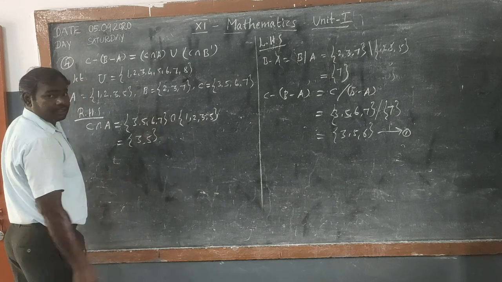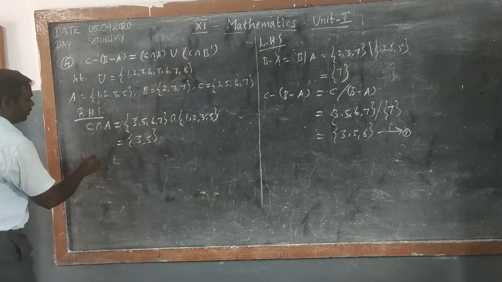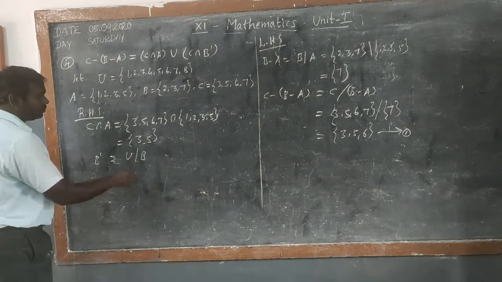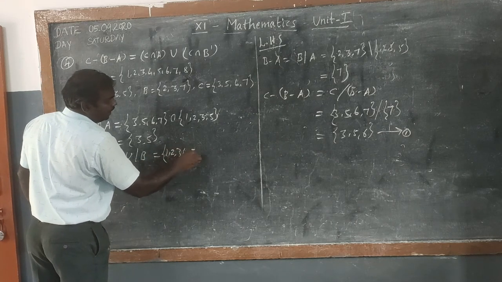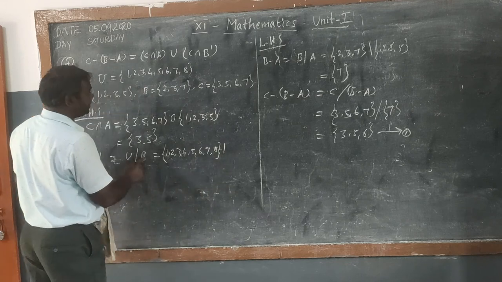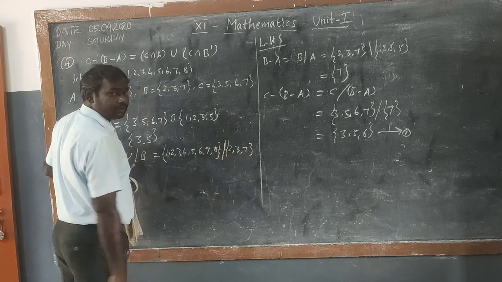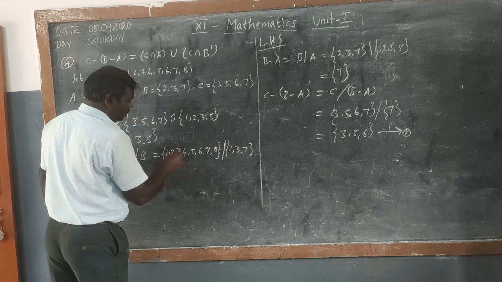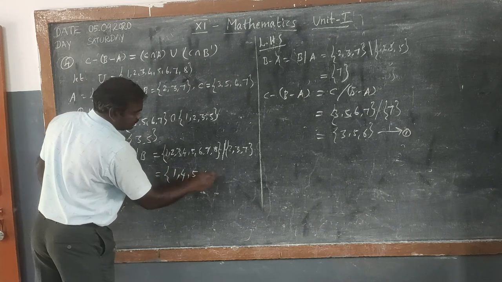Next step, find B dash. What is B dash? B dash means U difference B. So what is the set U there? 1, 2, 3, 4, 5, 6, 7, 8. Difference, what is B? 2, 3, 7. So here we have omitted 2, 3, 7. We have 1, 4, 5, 6, 8.